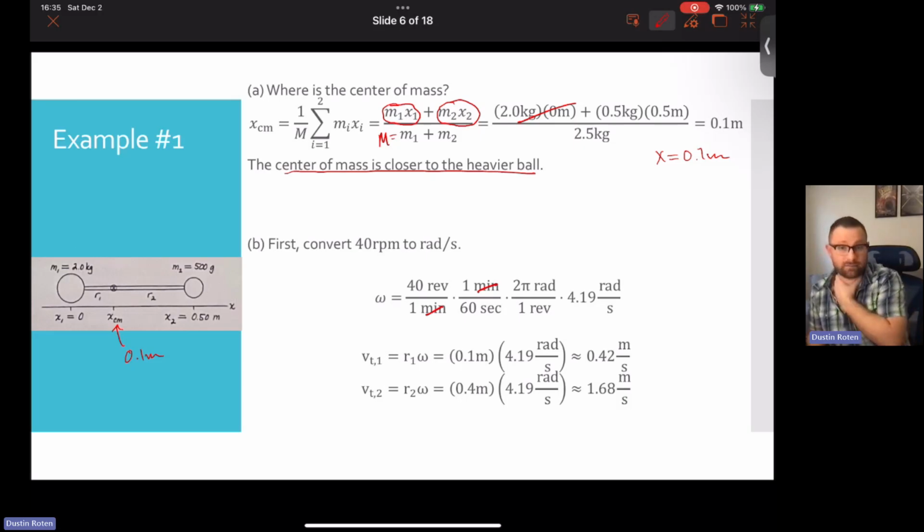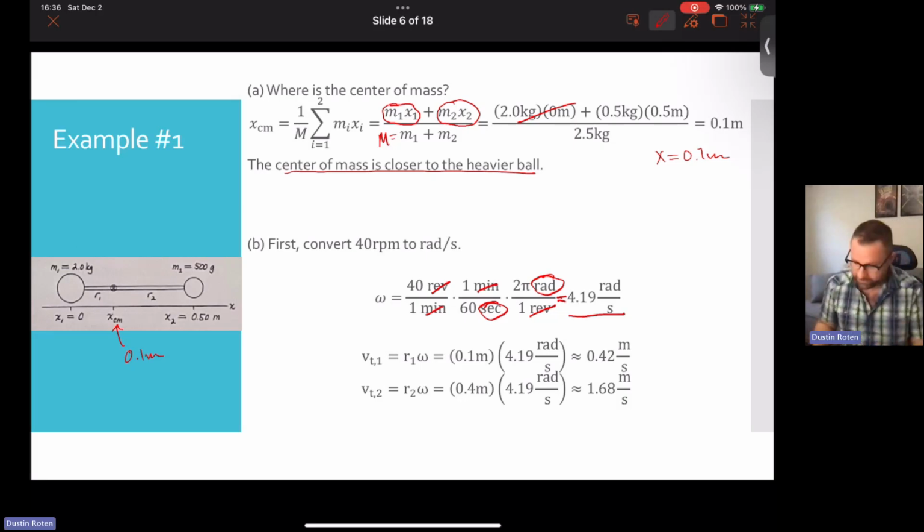Now we need to get rid of the revolutions. We want radians on top, so that's 2 pi radians per 1 revolution. Well, I've got a revolution in the numerator and the denominator, so I'm left with radians per second, which is exactly what we wanted. Okay, now we just multiply these fractions across, and we get 4.19 radians per second.